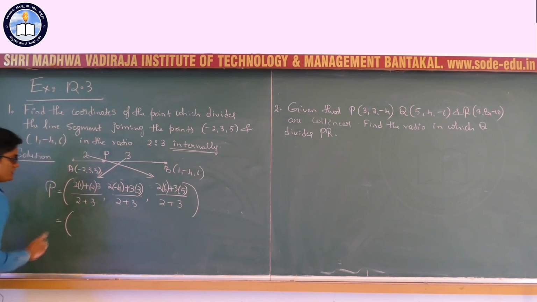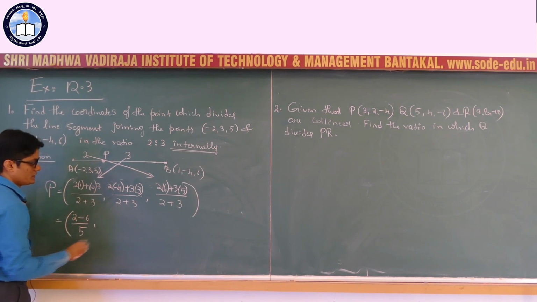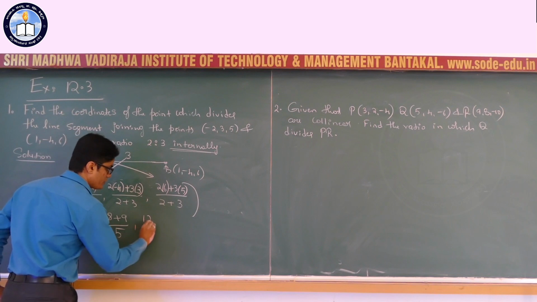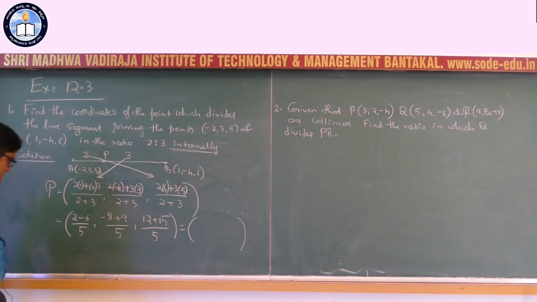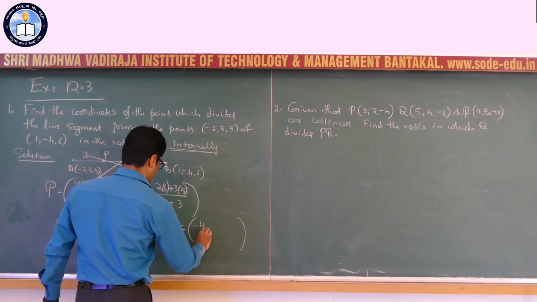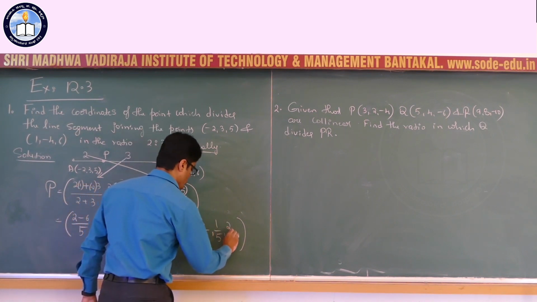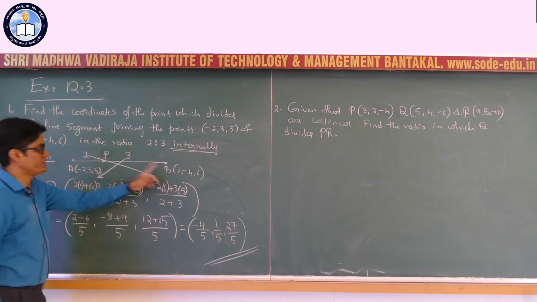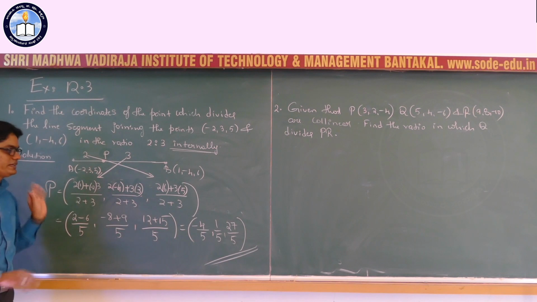So what is the answer? 2 minus 6 by 5, minus 8 plus 9 divided by 5, 12 plus 15 divided by 5. So the final answer is (-4 by 5, 1 by 5, 27 by 5). So this is the point which divides the line joining 2 points internally in the ratio 2:3. Suppose they ask for external, the only difference is that instead of plus, take minus, and you will get the answer. Understood the first question? Very good.